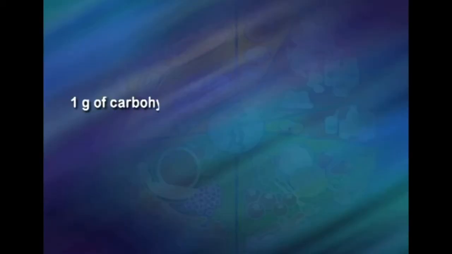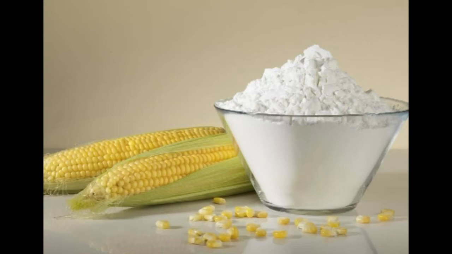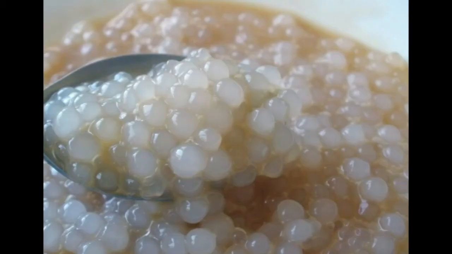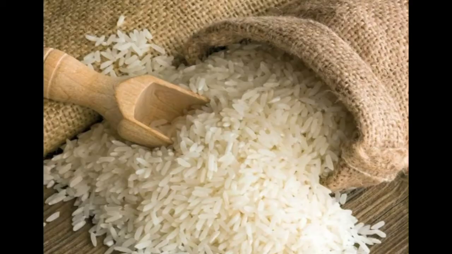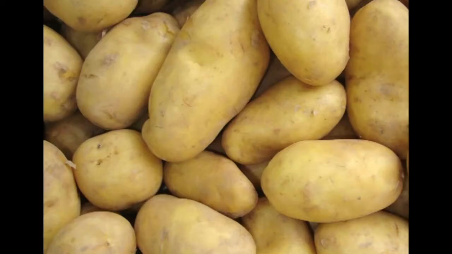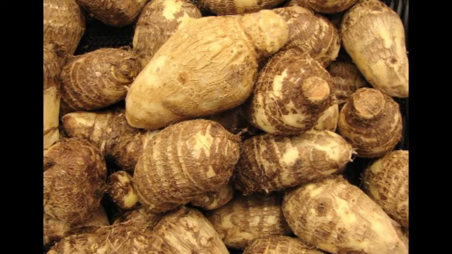1 gram of carbohydrate provides 4 kilocalories of energy. We get carbohydrates from different sources like starch and sugars. We get from sugar, jaggery, and sago. We also get carbohydrates from cereals like rice and wheat, and also tubers like potatoes, sweet potatoes, colocasia, etc.